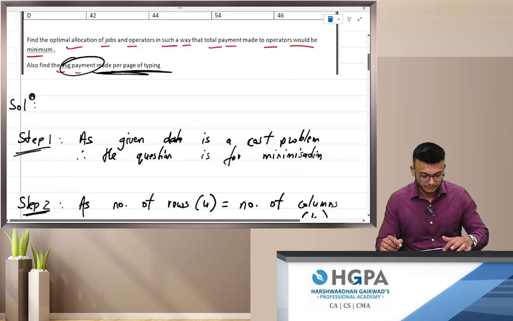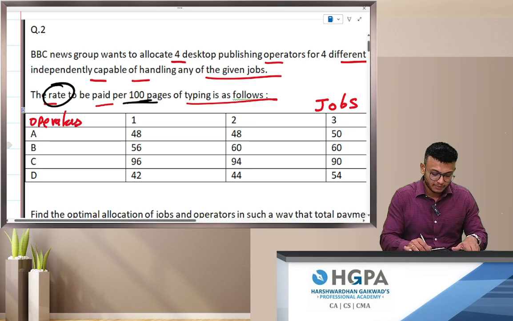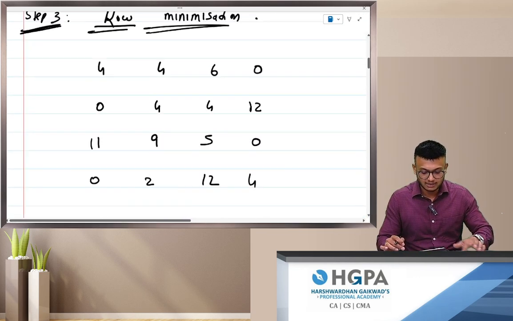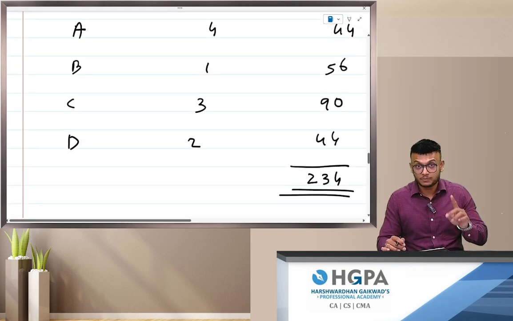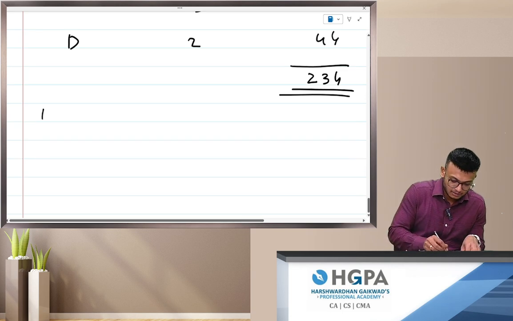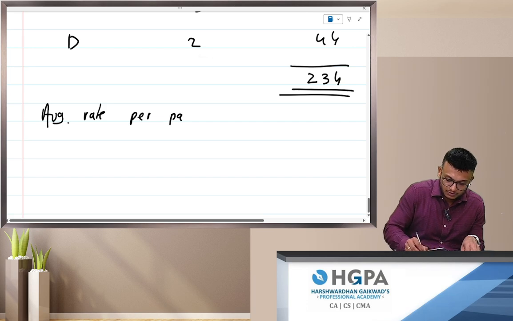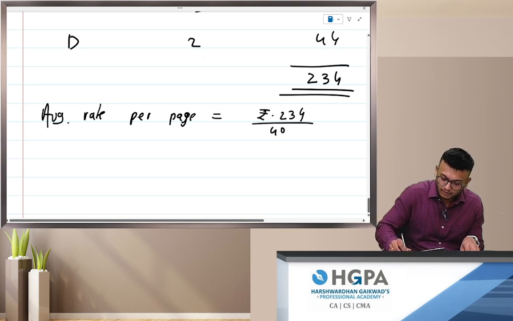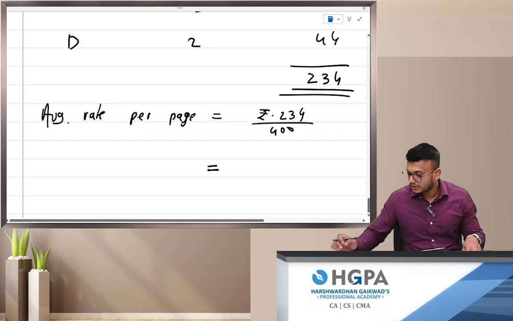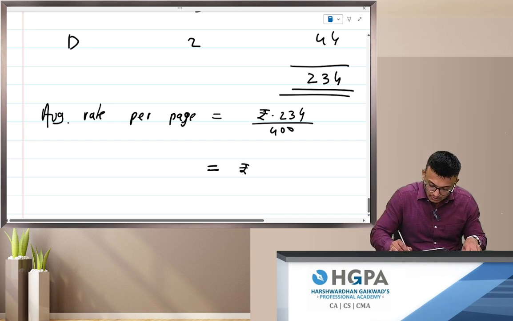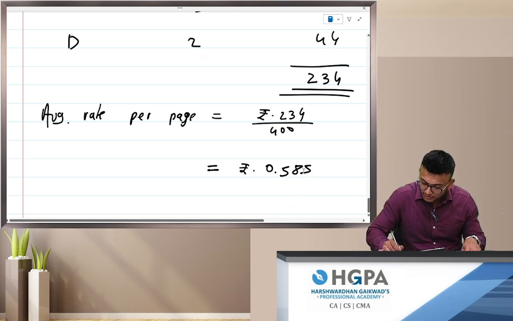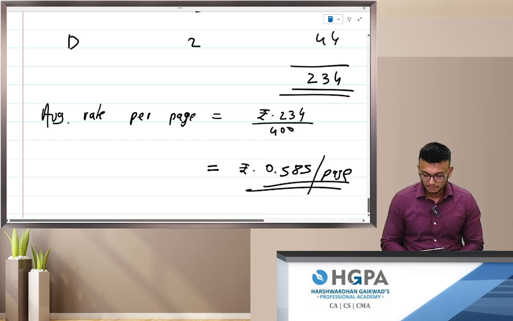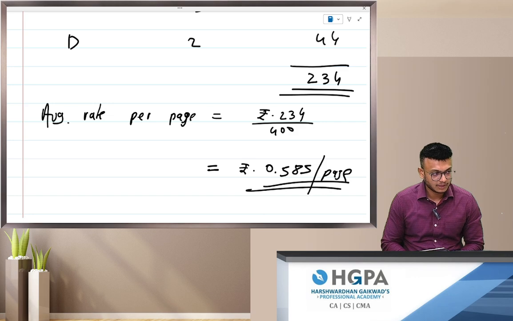Okay, see, I'll show you. The rate is per 100 pages. Okay, so 4 are there. So the answer is for 400. So if I want the average per page, what I'll do? I'll divide by 400. Very simple. Okay, so the average rate, how much per page? Rupees 234 upon 400 pages, this will be how much? Rupees 0.585 per page. This is your final answer. Are you understanding this? Very simple.